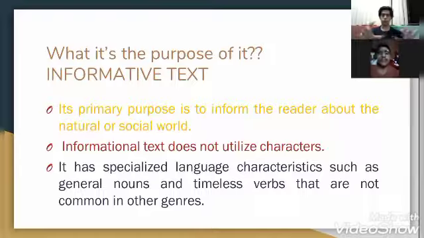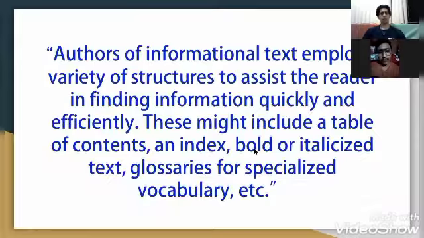So the main purpose of it is to inform the reader, to get the reader clear on the topic of the text, and to dispel any doubt. In these types of text, authors of informational text employ a variety of structures to assist the reader in finding information quickly and efficiently. This might include a table of contents, an index, bold or italicized text, glossaries for specialized vocabulary, etc.